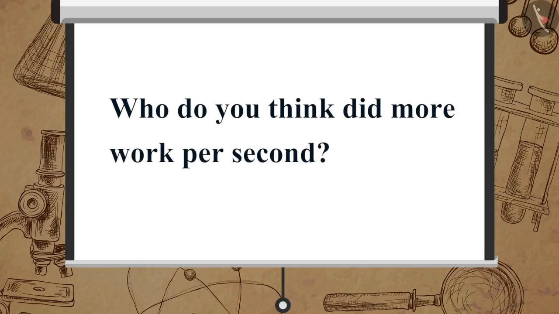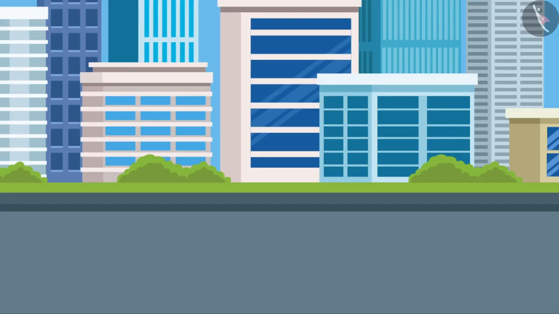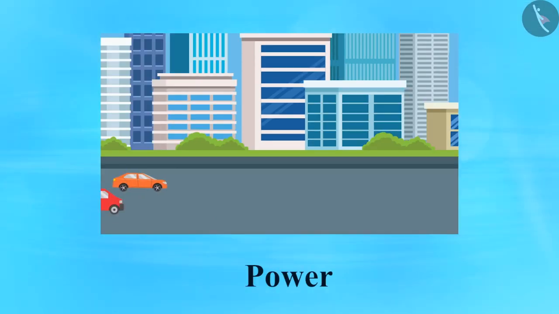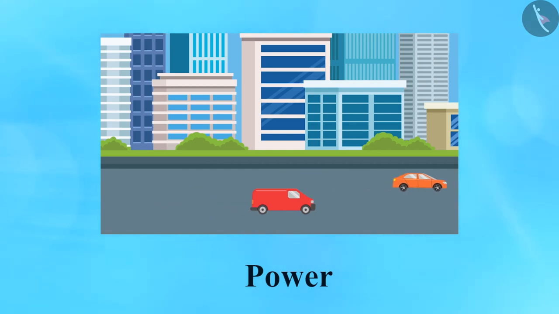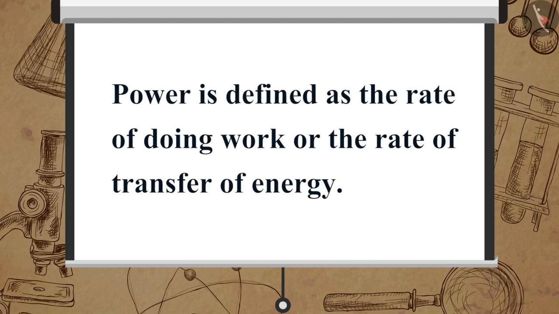Who do you think did more work per second? A stronger person can do a certain amount of work in a relatively less time. Similarly, a more powerful car can cover more distance in a short period of time than a less powerful car. These cars are classified according to their rate of doing work. And power measures this rate at which work is being done. Thus, power is defined as the rate of doing work or the rate of transfer of energy.